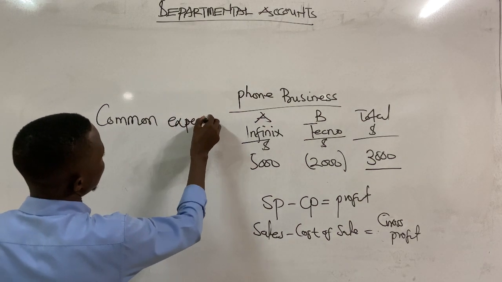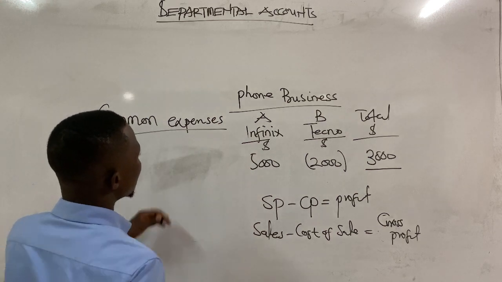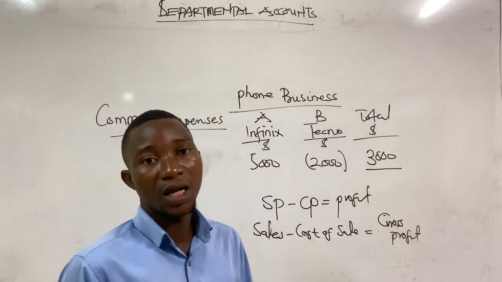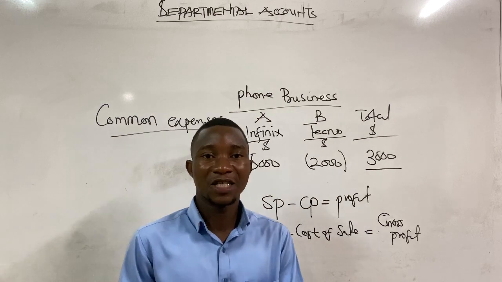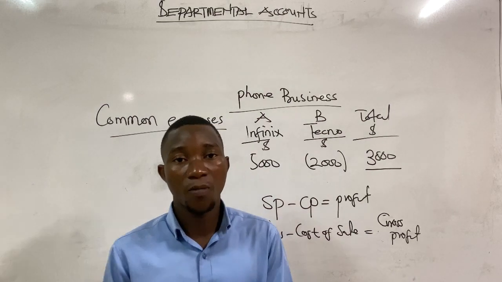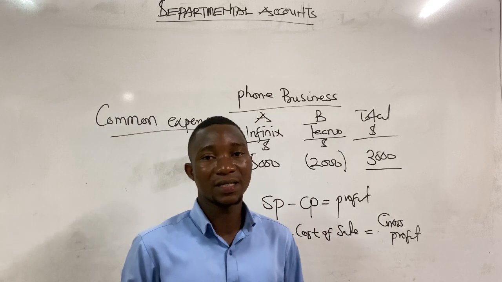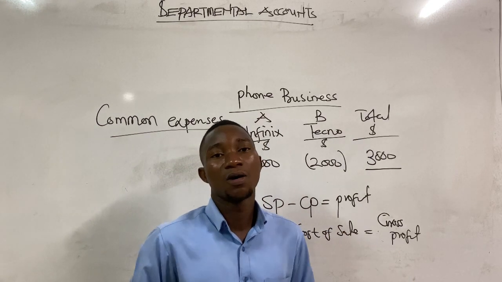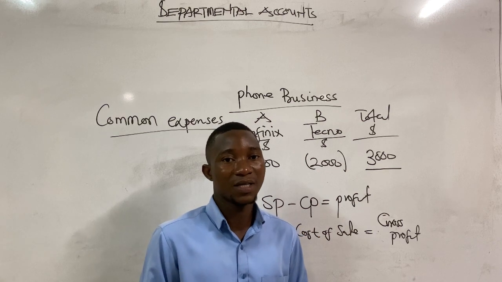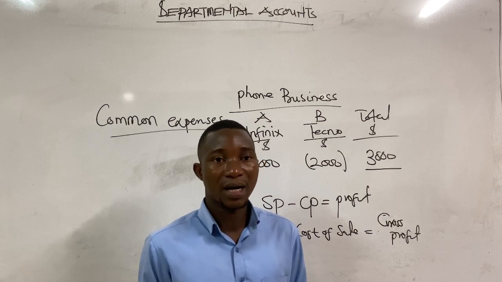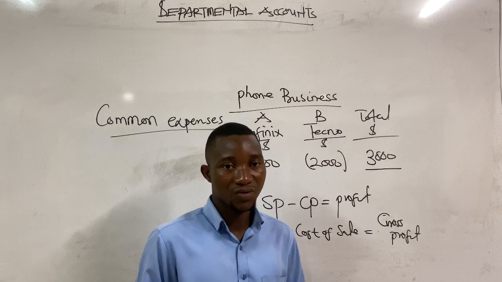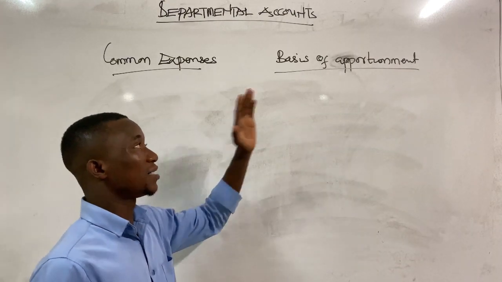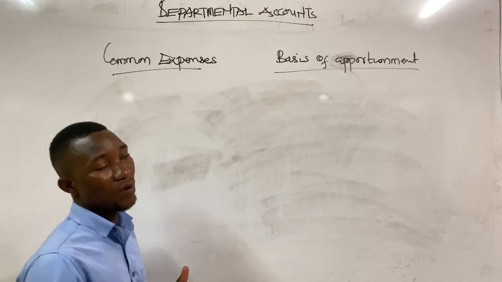Common expenses. These common expenses will be shared between the departments with the help of what we call a basis of apportionment. We're looking at some common expenses and their basis of apportionment. After that, we quickly look at the format of the departmental income statement. Possibly we look at interdepartmental transfers as well. So let's look at some common expenses and their basis of apportionment. One.